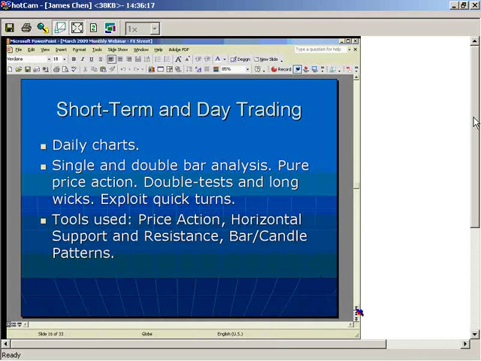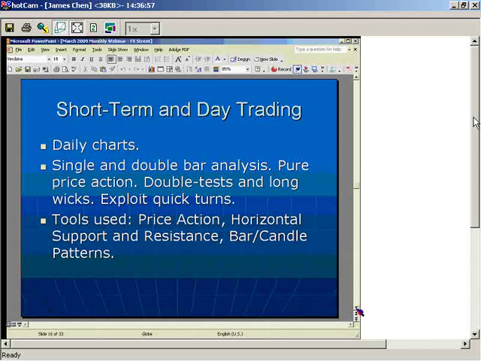So daily charts for short-term and day trading. What I'm looking for is single and double bar analysis. Okay, this is pure price action. I'm not talking about a bunch of indicators. I'm talking about trading based off of pure price action, which includes such elements as double tests or double test failures, and breakouts of those double tests, or triple tests or quadruple tests, but basically double tests and long wicks. And you're exploiting quick turns or breakouts, but mostly I'm looking for quick turns. And you're doing all of this in the direction of the trend.